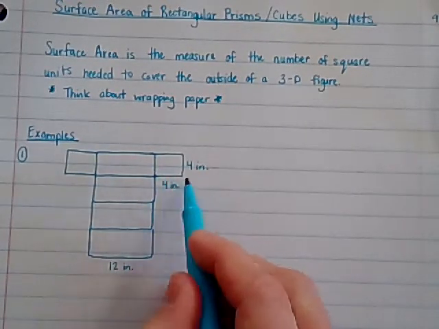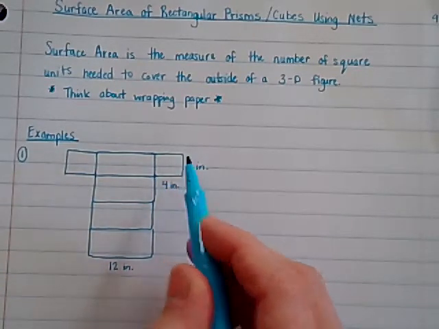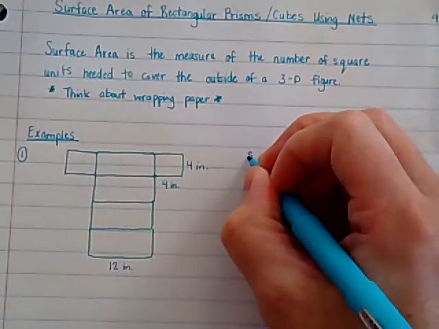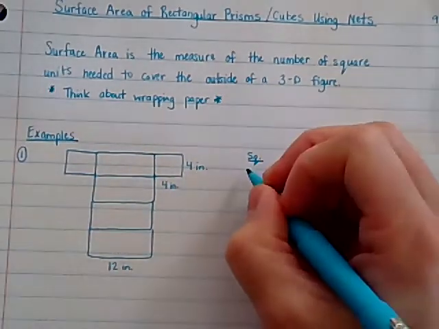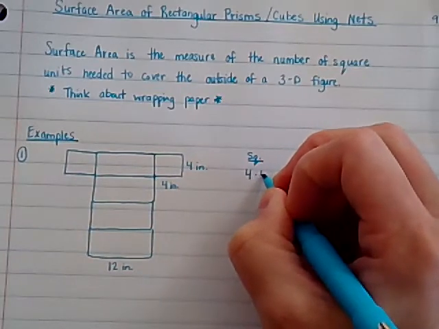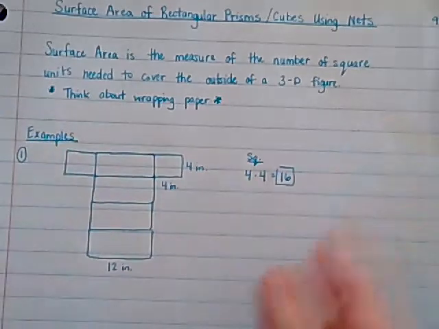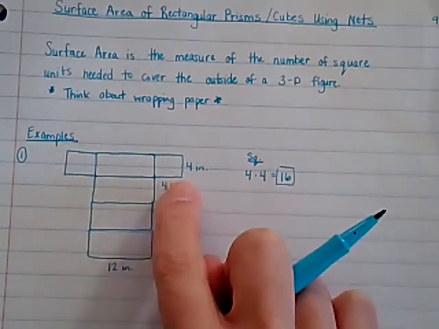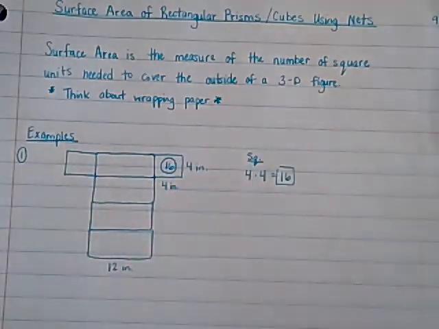So I'm gonna start over here with this one. Well, this is obviously a square because it's 4 by 4, okay? So if I just put square, well, this square, remember, area of a square is length times width, so 4 times 4 is gonna leave me with 16. So all I've done so far is find the area of this square right here, and I'm gonna put this in here. That way I know I've already done it.